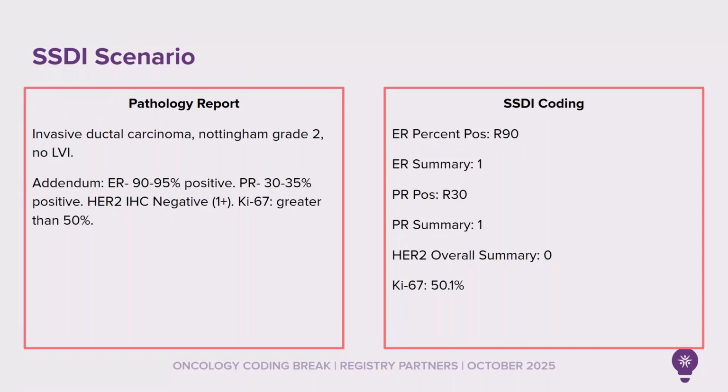The PR percent positive will be coded to R30. Again, the range here is less than or equal to 10. So the lowest value of 30 falls within the 21 to 30% range of R30. The PR summary is coded to 1 for positive. HER2 overall summary would be 0 for the negative HER2, and the Ki-67 is coded to 50.1%. We were given a greater than, so we have to round up, and since this SSDI has a decimal, we go up by 0.1 more than the last digit.